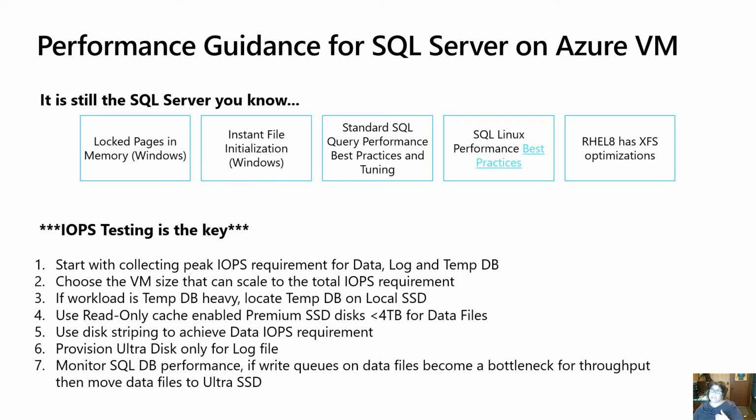Ultra disk is obviously going to be the lowest latency and the best performance, but it tends to be a little bit pricey. So if you really need that low latency requirement, you can try ultra disk for the log first. And then as you're monitoring your performance, if you find that disk becomes a bottleneck, then you can consider ultra disk for your data files as well.